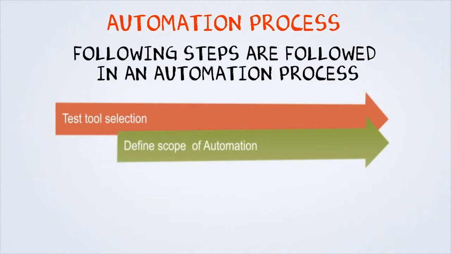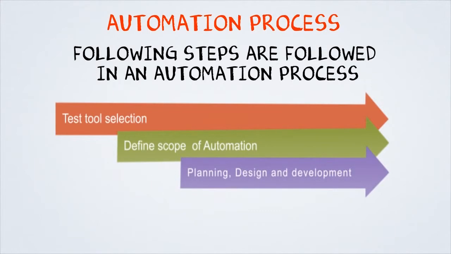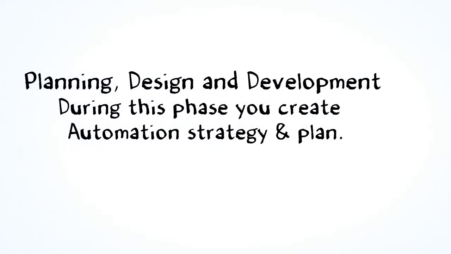Define the scope of automation. Scope of automation is the area of your application under test which will be automated. Planning, design, and development. During this phase, you create the automation strategy and plan.